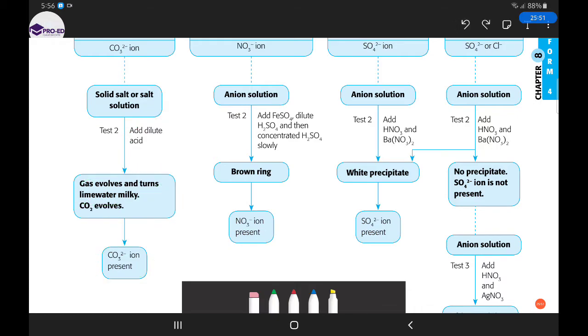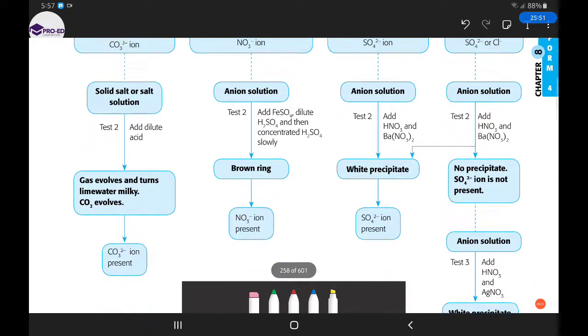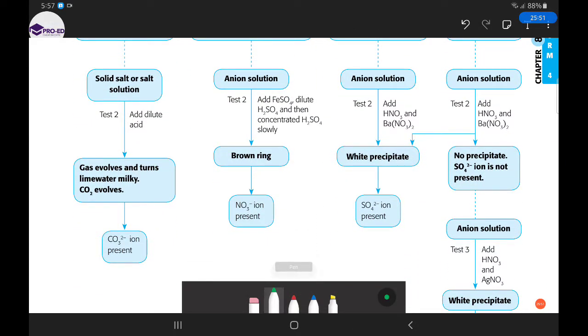The next one: you heat up a solid and it produces a gas that rekindles a glowing splinter. That means it is probably oxygen gas, or a brown gas, which is nitrogen dioxide gas. You can at least suspect that nitrate ions are involved. If that's the case, then you have to do the confirmatory test for nitrate ions, which I've done with you in the previous video. It is the brown ring test.